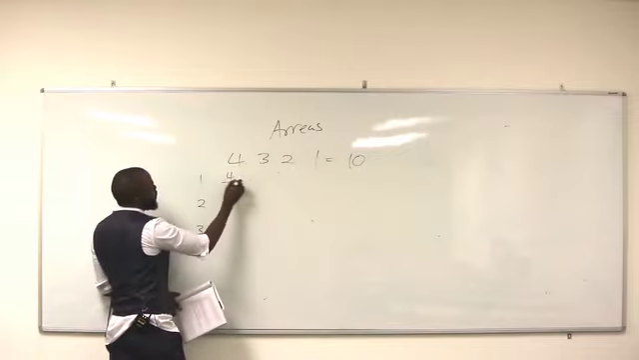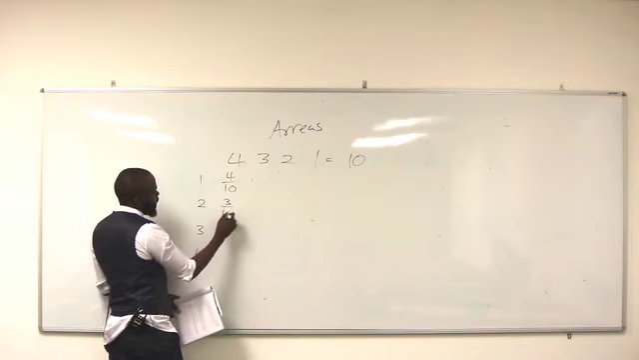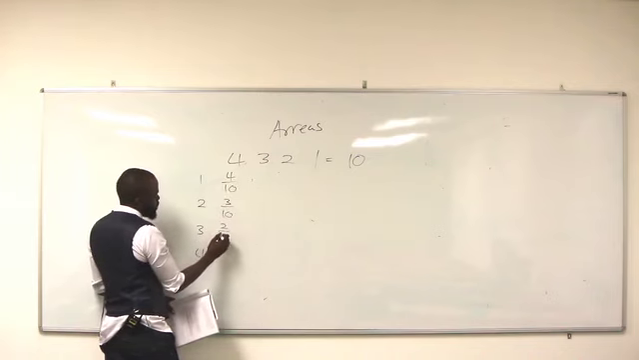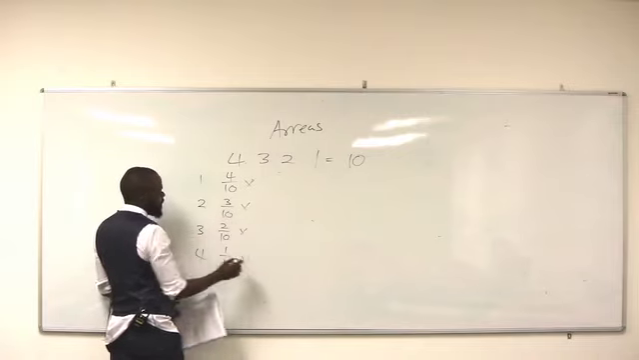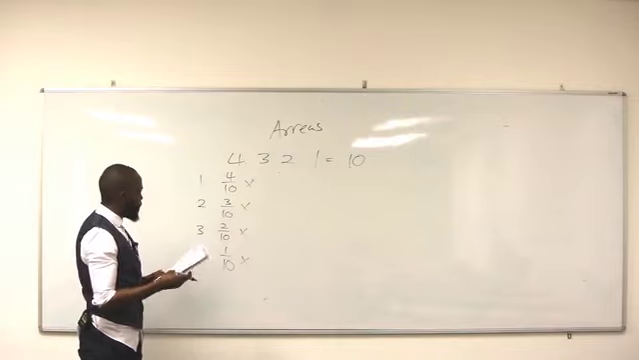And year 1 we put 4 over 10. Year 2, 3 over 10. Year 3, 2 over 10. Year 4, 1 over 10. We multiply with the interest rate. Here the question only wants year number 3.